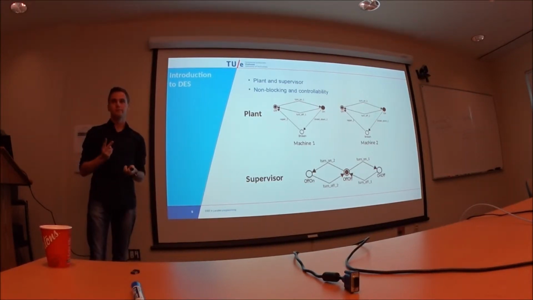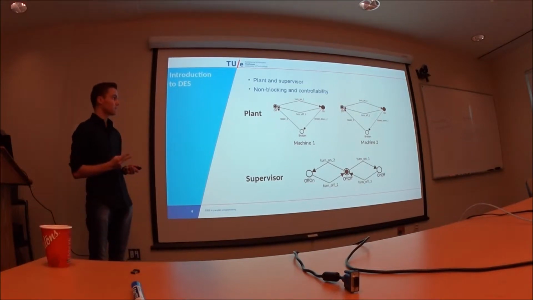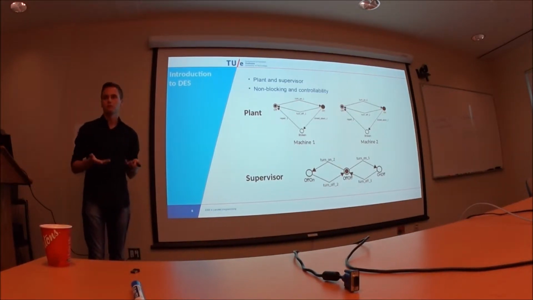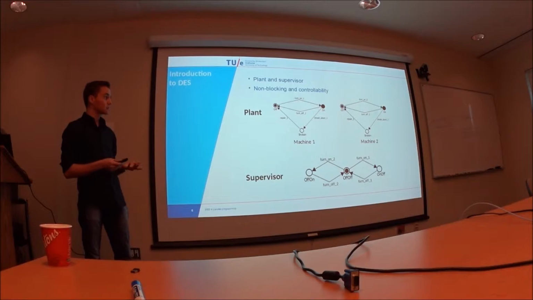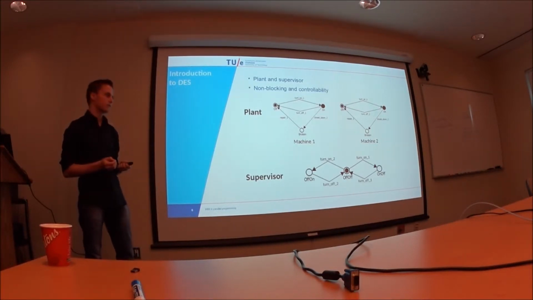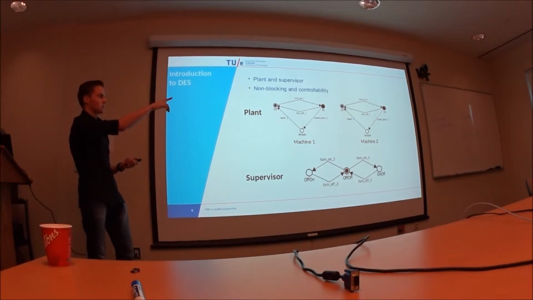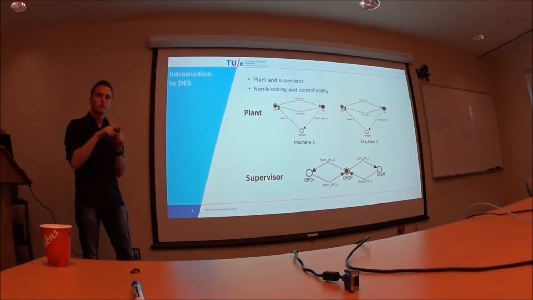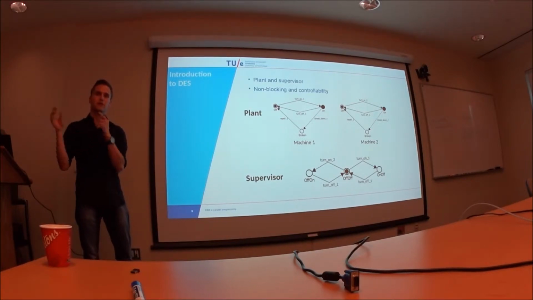Now there are 2 main properties of a discrete event system, which tell you something about the system. The first one is called non-blocking. Non-blocking indicates whether your system can always get back to a marked state. Again, the marked states are the black states. So if there's always a possible set of events to get back to a marked state, then your system is non-blocking.